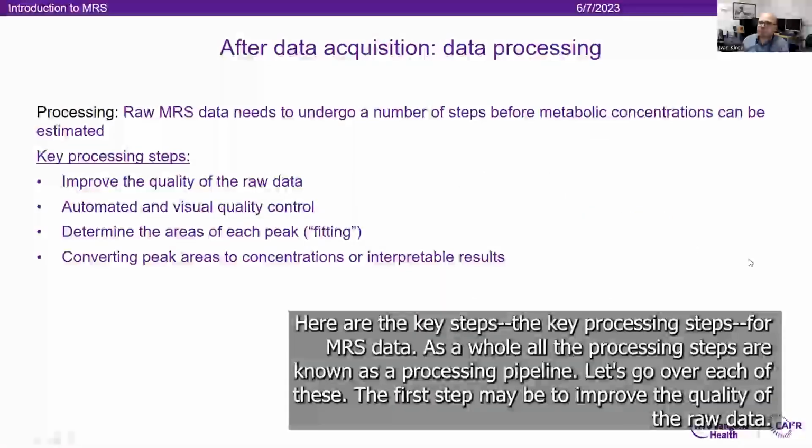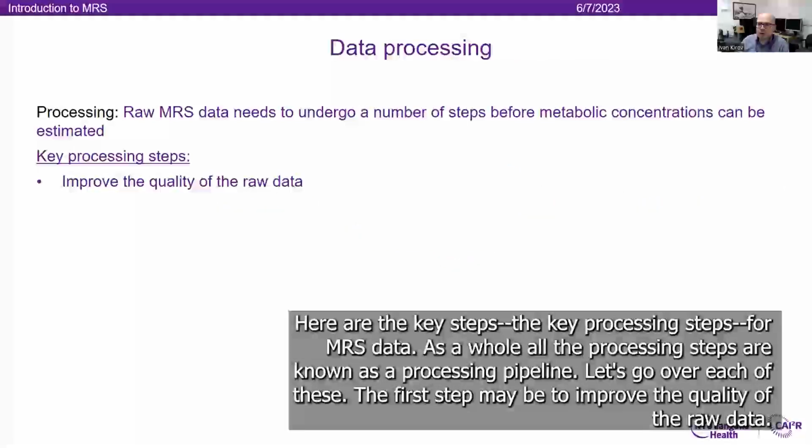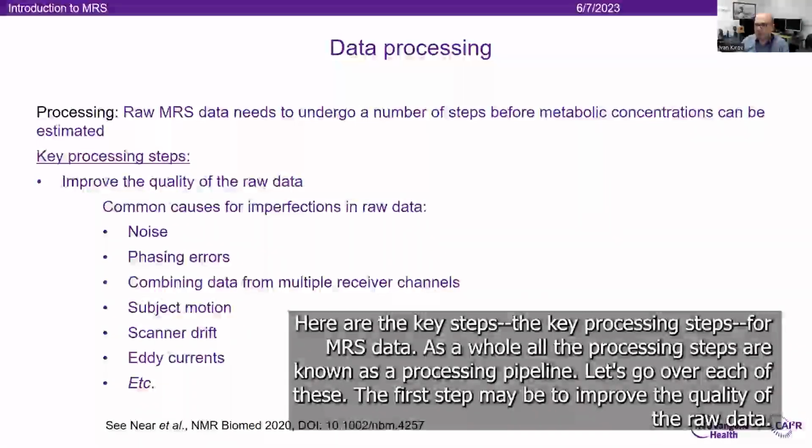All right, so here are the key processing steps for MRS data. As a whole, all the processing steps are known as a processing pipeline. Let's go over each of these. The first step may be to improve the quality of the raw data. Here are common causes for imperfections, which we can deal with in one way or another.